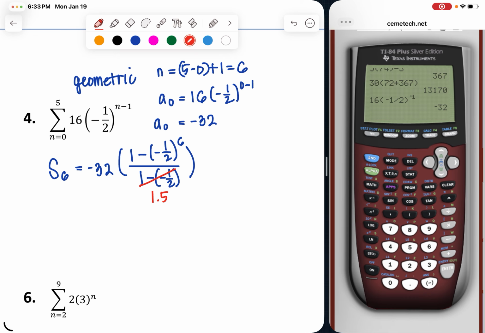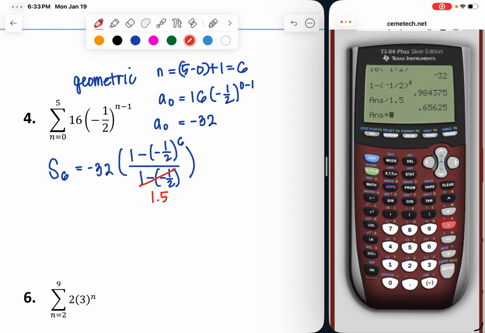All right, so now I'm going to type in the numerator. Those parentheses are extremely important. Do not skip them. 1 minus negative 1 divided by 2. Big mistake people will make is that they will say, oh, double negative, I'm going to just make it a positive. No. It's negative 1/2 to the 6th power, and then 1 minus that, okay? So you get that, which I now need to divide by 1.5.